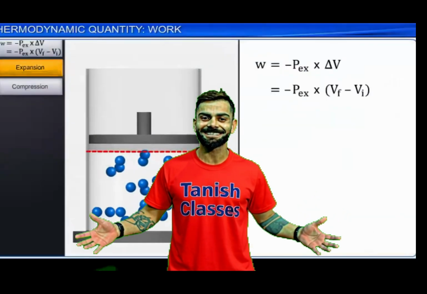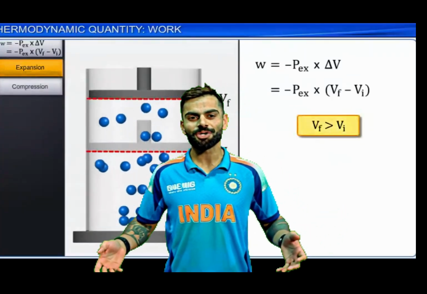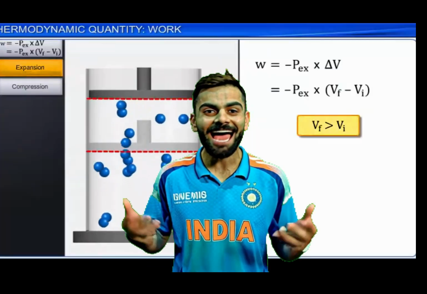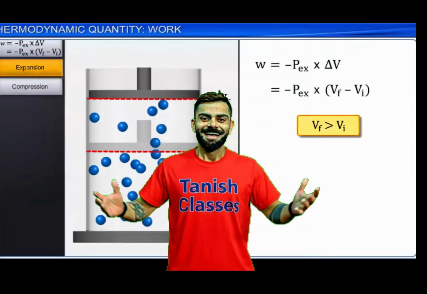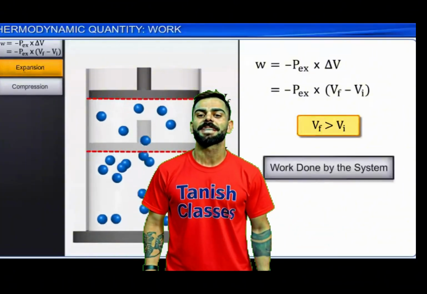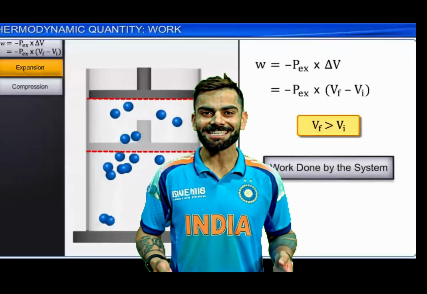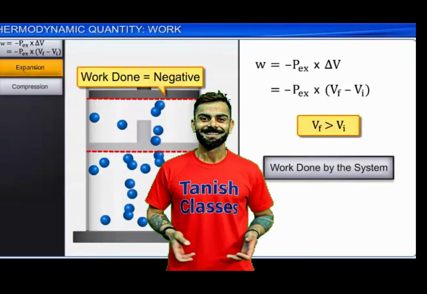If the gas expands, VF will be greater than VI. Then, we can say that work is done by the system. Hence, the value of work done will be negative.